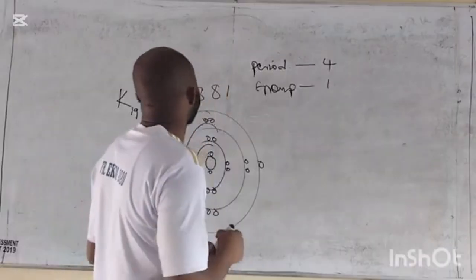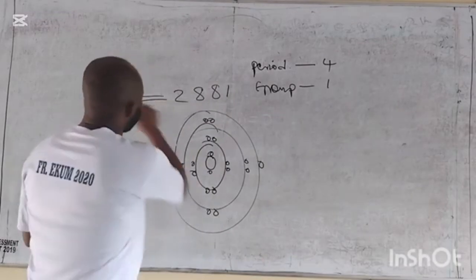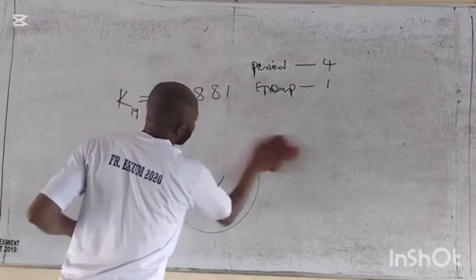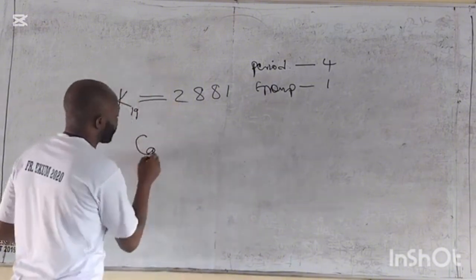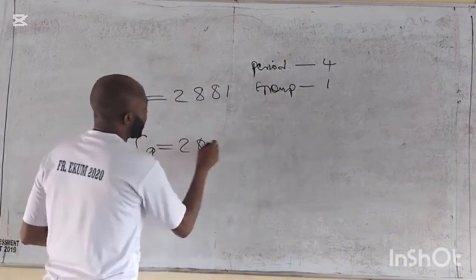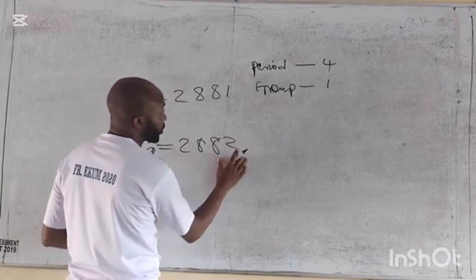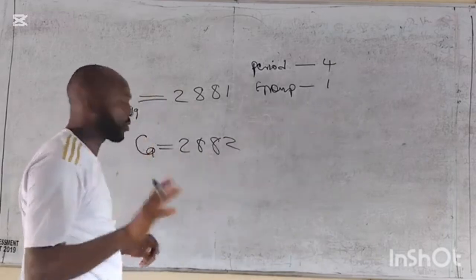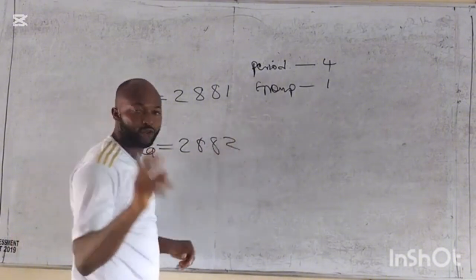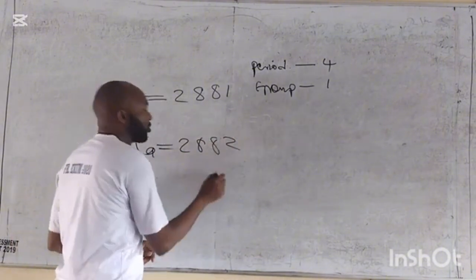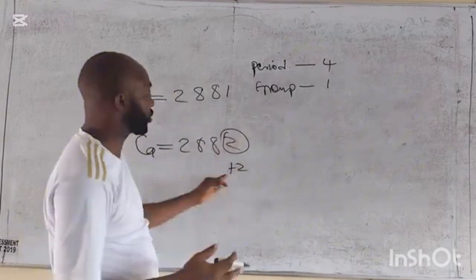Now, if I have calcium, for example, the atomic number is 20. So this is my calcium, 20, that's 2, 8, 8, 2. Calcium has 4 shells, which is period 4. And it has 2 electrons in its outermost shell, which means group 2. So the valence state of calcium is +2, because the number of electrons in its outermost shell is 2.